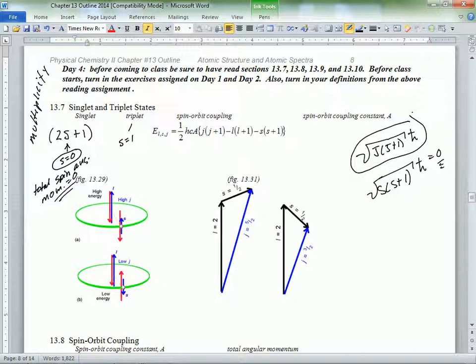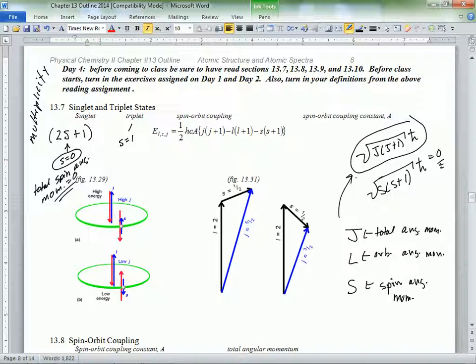And just to be clear, we have 3 that we're worried about: J, L, and S. So S is the spin angular momentum, right? L was the orbital angular momentum. And J is the total angular momentum. So if you want to get the magnitude of any one of these, right, we'll just plug them into our expression to get magnitude, right, the square root times h bar.